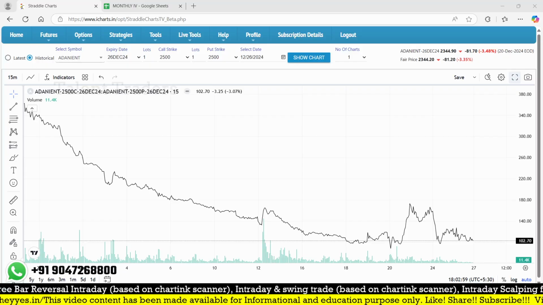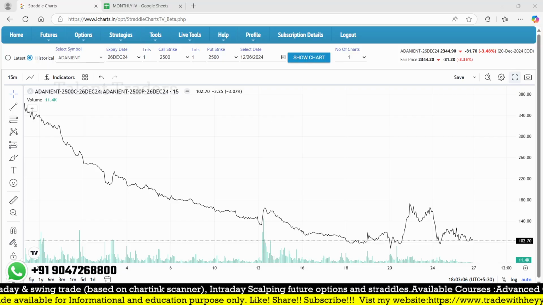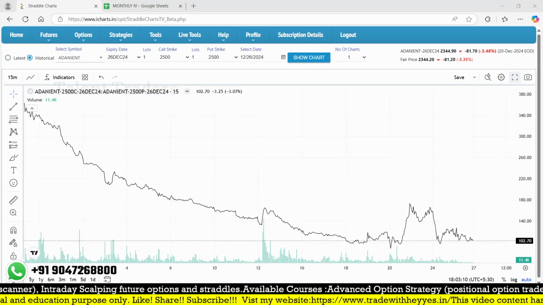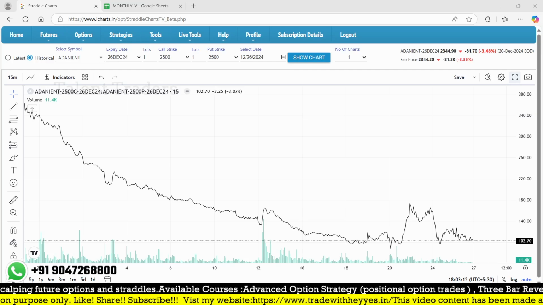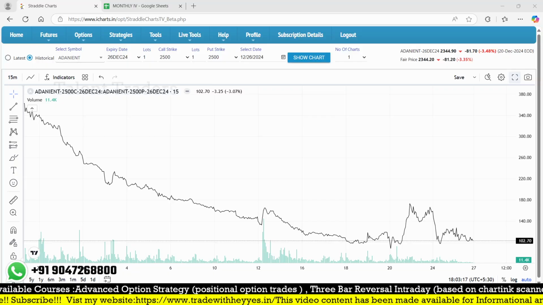Most of it is about icharts.in. A premium version is available, so whenever you require, you can use it. Based on that, I'll show how we are planning a strategy, because many people were asking what we are doing on the positional strategy. Simply, we are finding a stock to trade on a monthly basis.